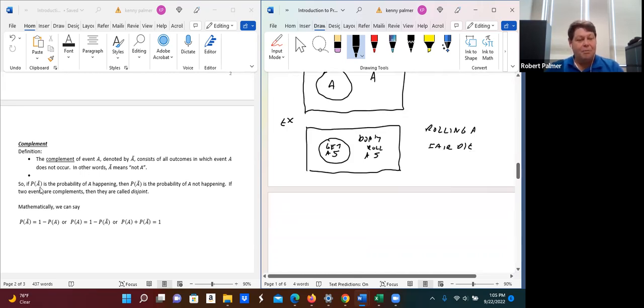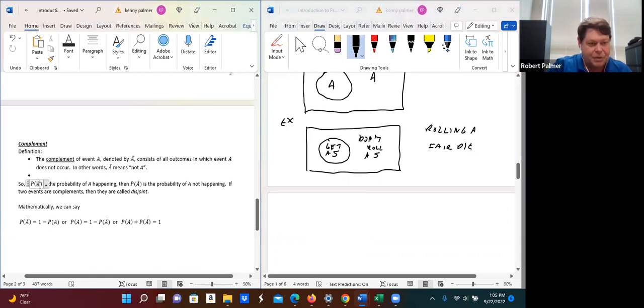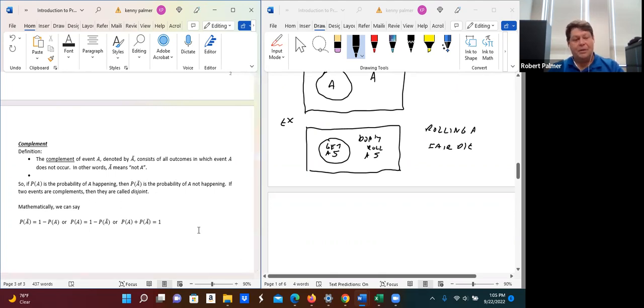It says that if P of A is the probability of A happening, then the probability of, oops, I apologize, this is a typo. That's bad. So this should just be A. Sorry about that. So if P of A is the probability of A happening, then P of A bar, A complement, is the probability of A not happening. If the two events are complements, they are also called disjoint.